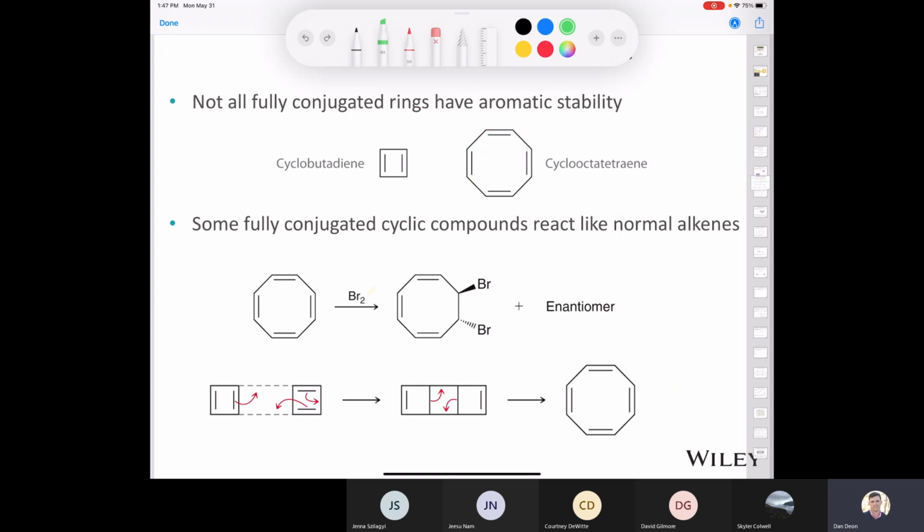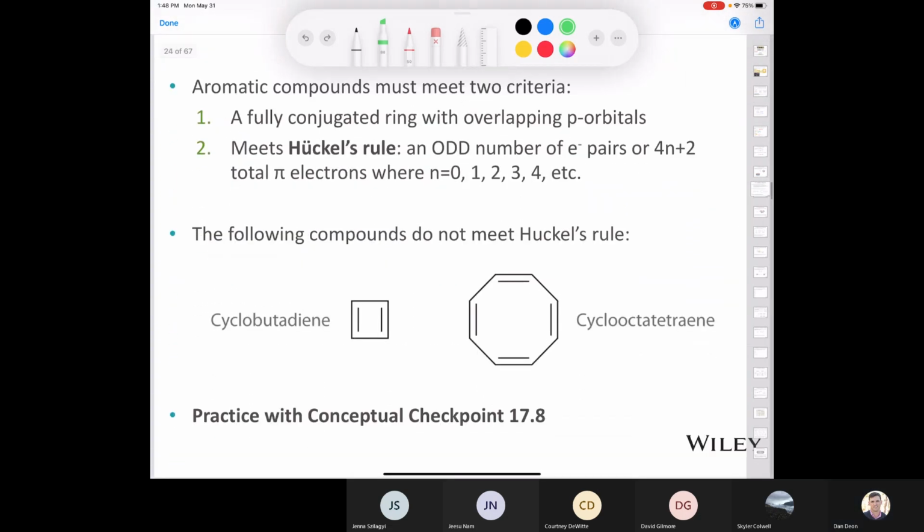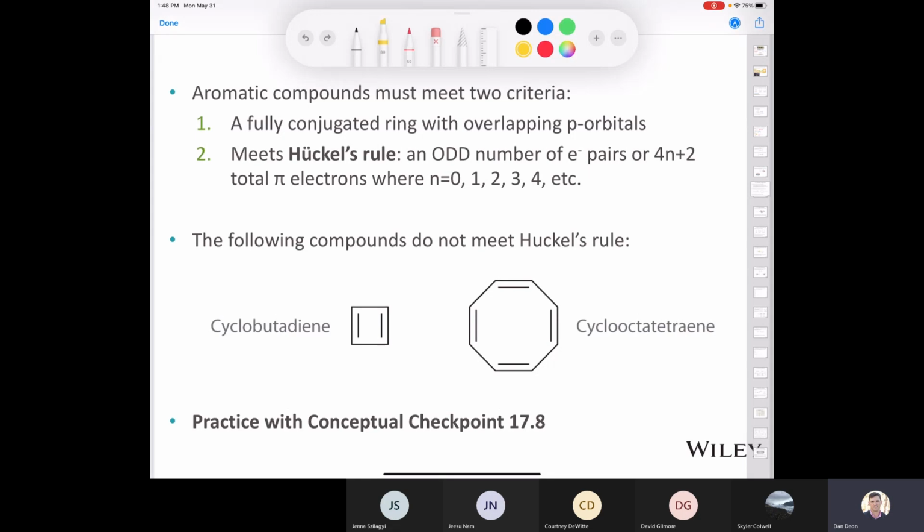Well, why aren't they aromatic? Is there a rule that I could follow, Mr. Dion, for me to know why these aren't aromatic and why benzene is aromatic? Yes, there is. We're going to get to that in a second. Let's talk a little bit more about this, though. It says, in order for a compound to be treated as aromatic, like benzene, here's the answer. It's got to have a fully conjugated ring with overlapping p orbitals. And it's got to meet a rule that we call Huckel's rule.